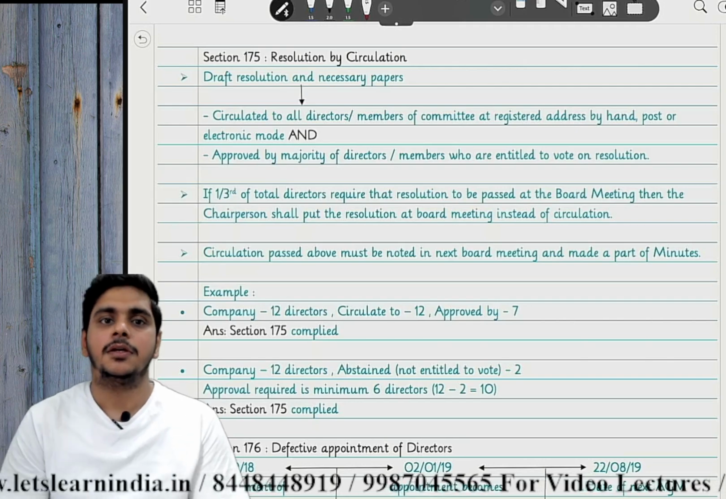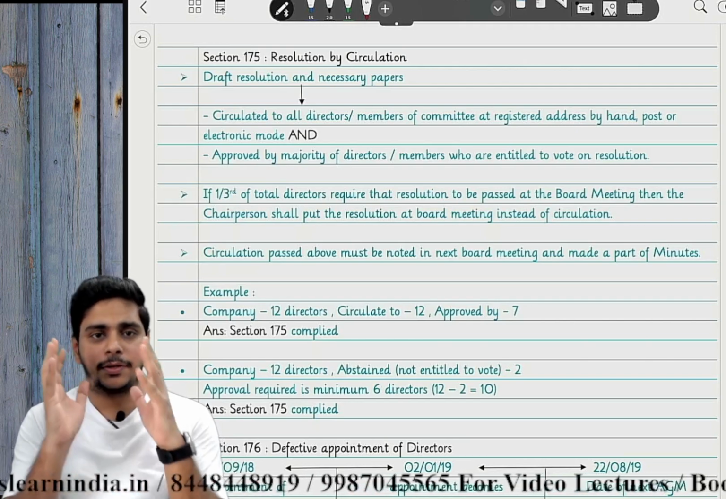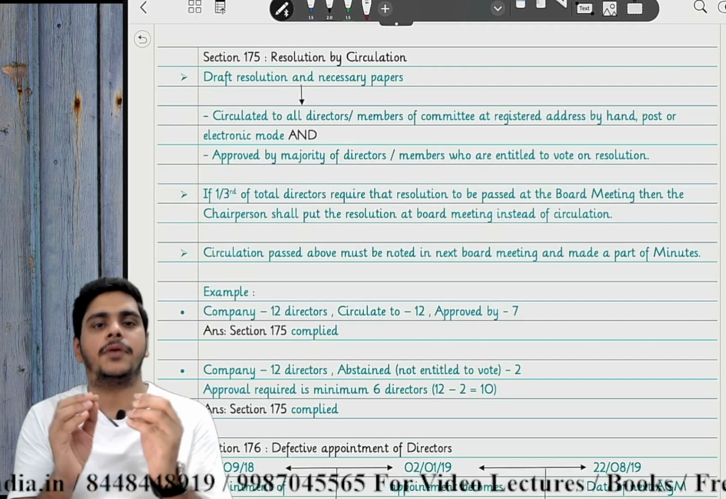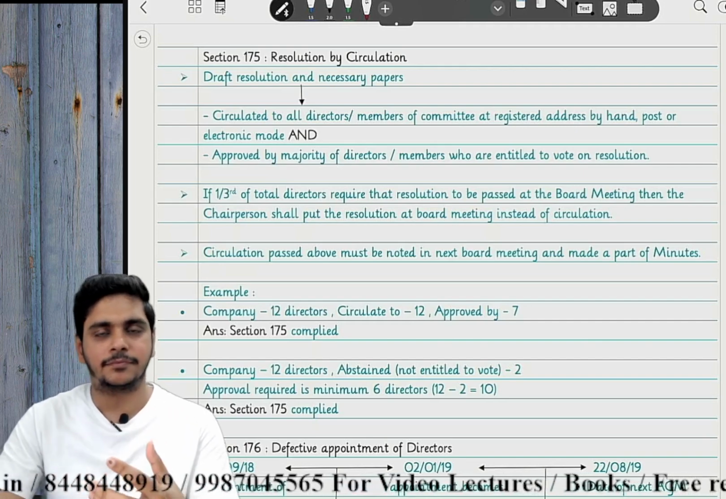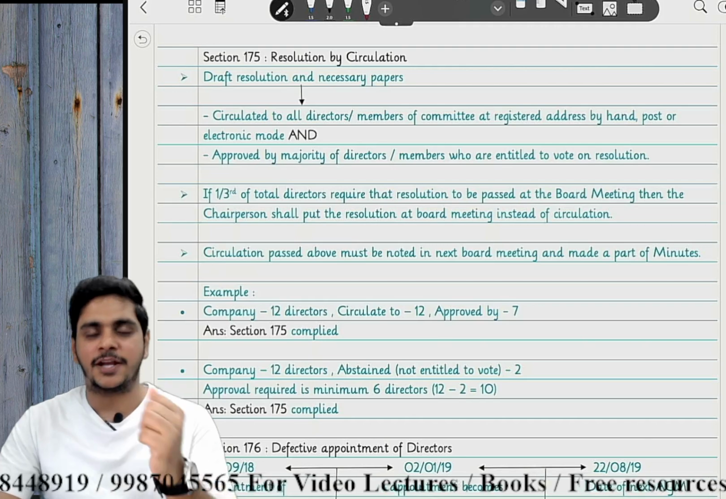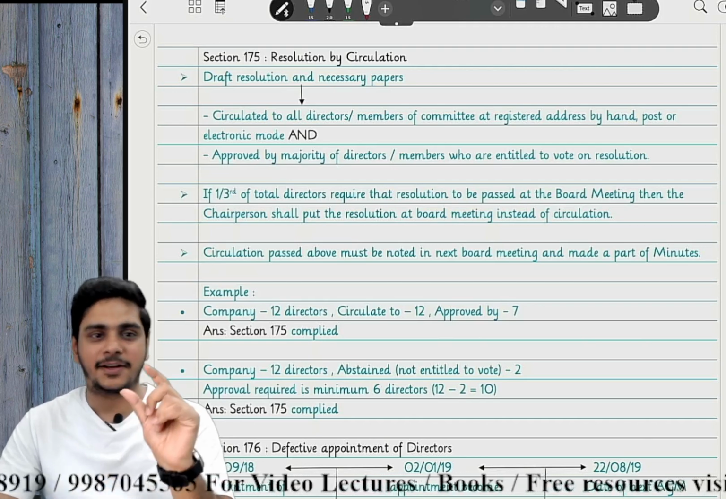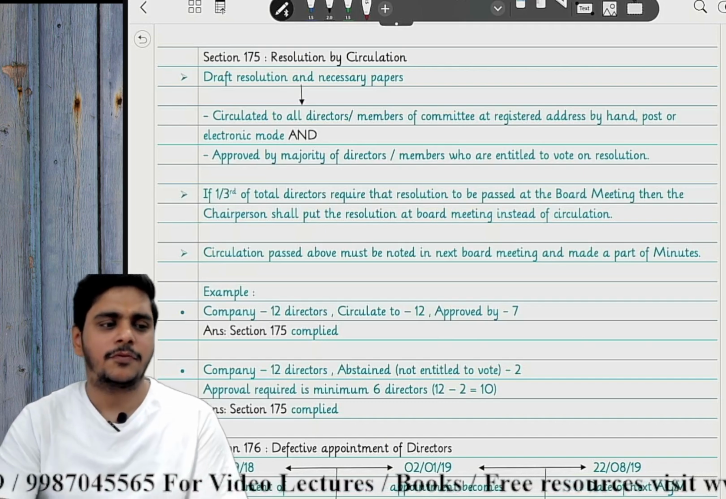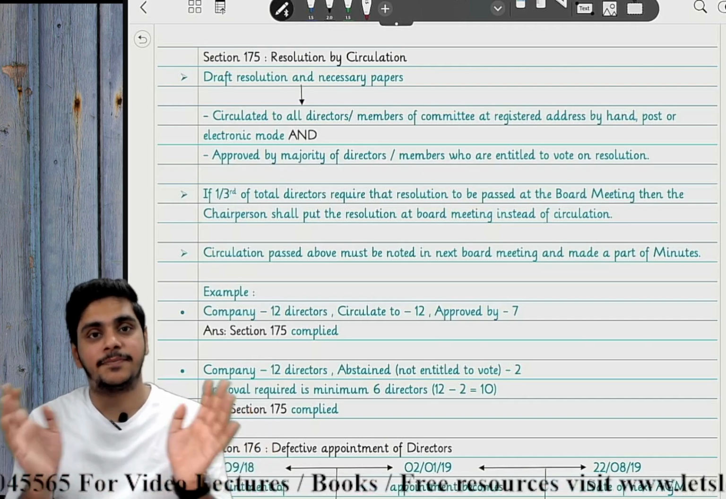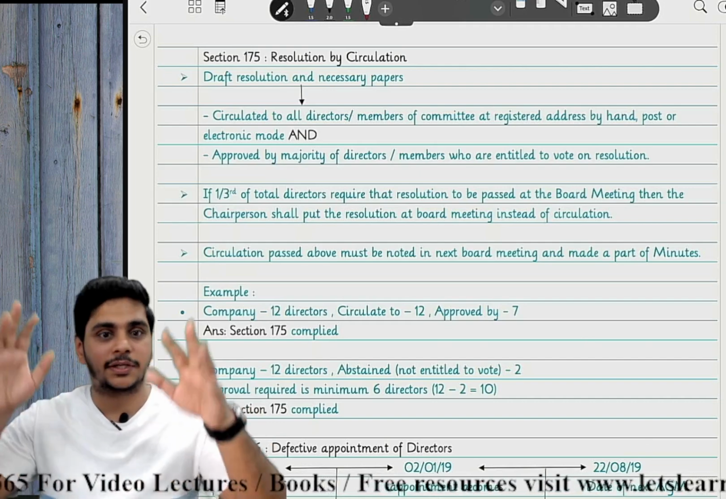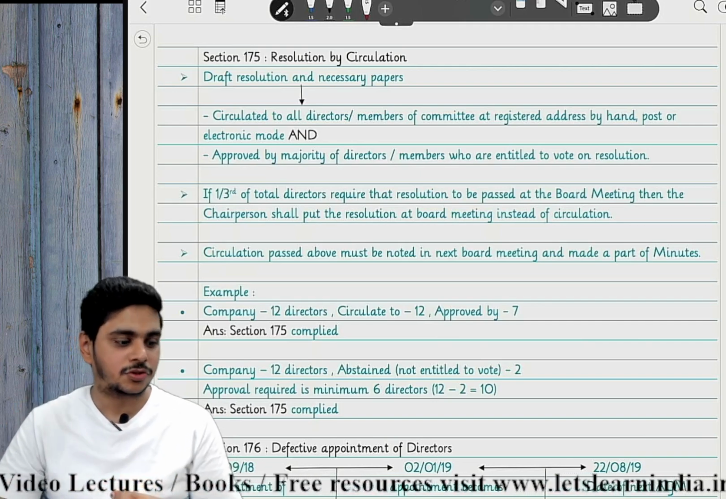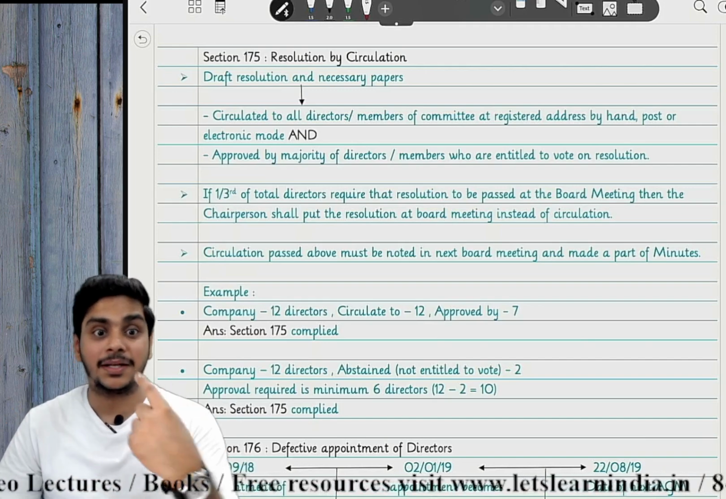Resolution by circulation. So now let me make you understand the concept, what exactly it is. Practically, whenever a company wants to take any decision, the board will meet, then they will take a decision, they will arrange for the food, the chairs, tea, coffee, all those things will be arranged. So we need to do a lot of arrangements. Rather than calling the directors and making so many arrangements, it's better you send a draft resolution to the director's home. When you send a draft resolution to the director's home, it is called resolution by circulation.